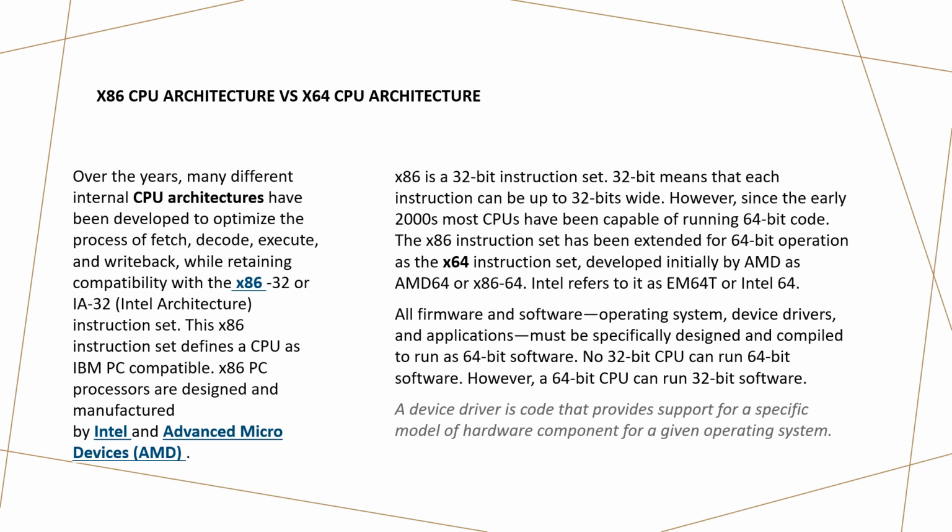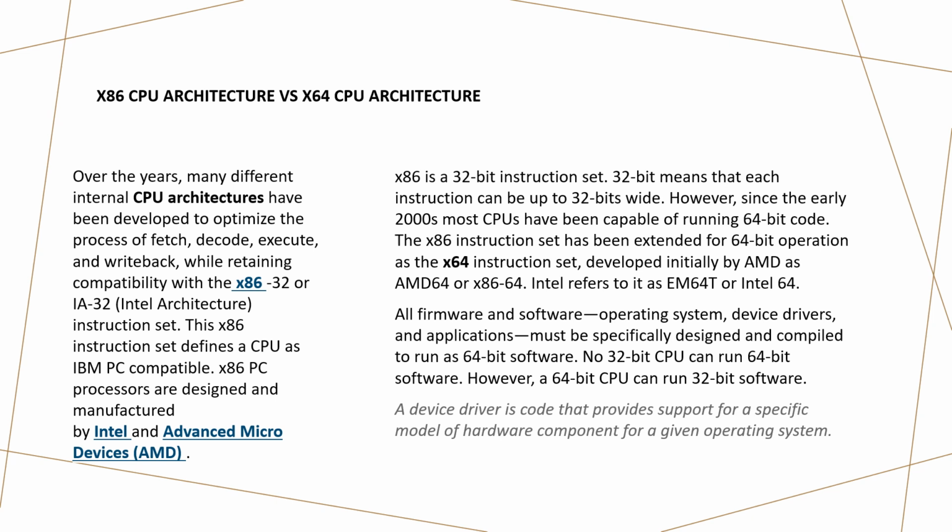32 means that each instruction can be up to 32 bits wide. However, since the early 2000s, most CPUs have been capable of running 64-bit code. The x86 instruction set has been extended for 64-bit operation as the x64 instruction set. Developed initially by AMD as AMD64 or x86-64, Intel refers to it as EM64T or Intel 64.